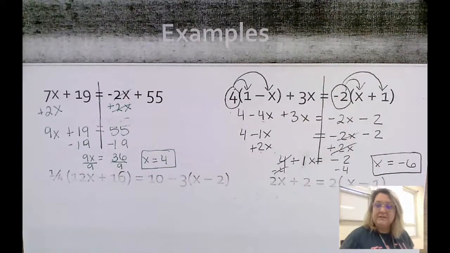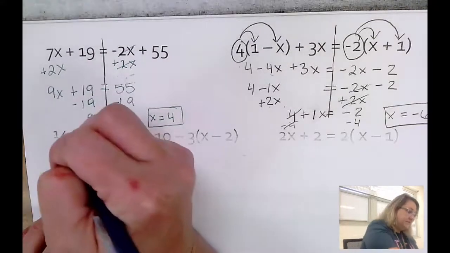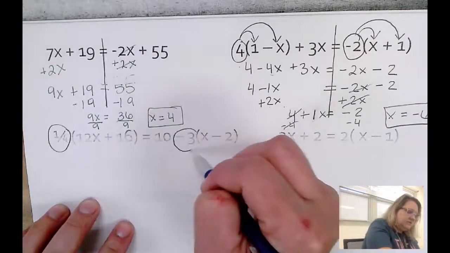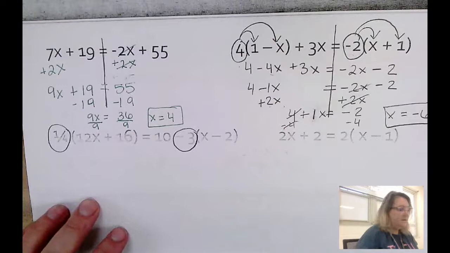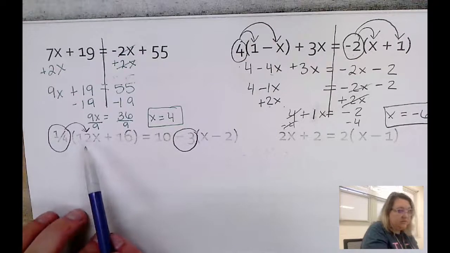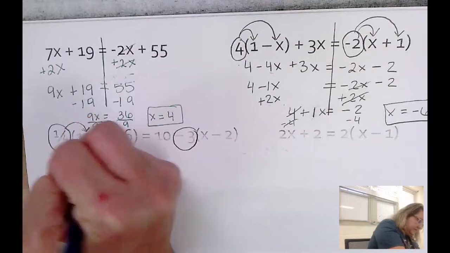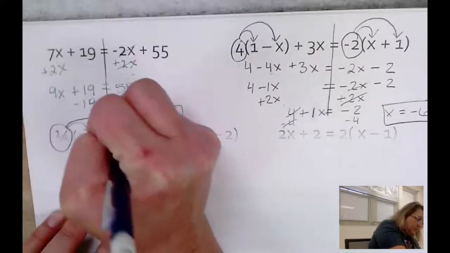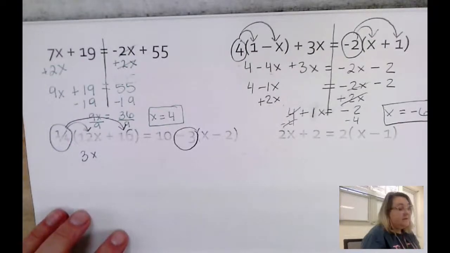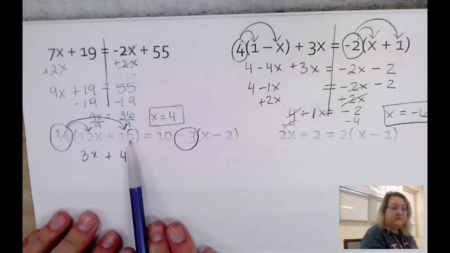All right, now let's look at the next problem. My first step is to distribute. I always circle the term that I'm distributing plus the sign, multiplying 1/4 times 12. So a fourth of 12, or 12 divided by 4, is 3. That is going to be 3x. 1/4 times 16 is going to be 4, because 16 divided by 4 is 4. All right, let's distribute our negative 3. Negative 3 times x is negative 3x. Negative 3 times negative 2 is positive 6.